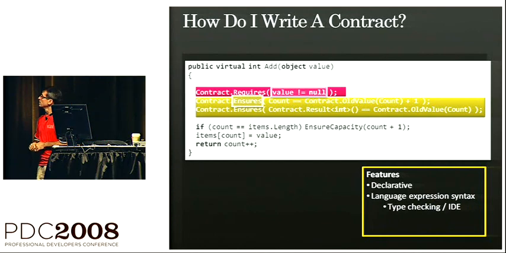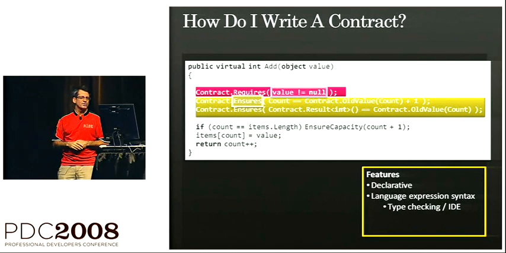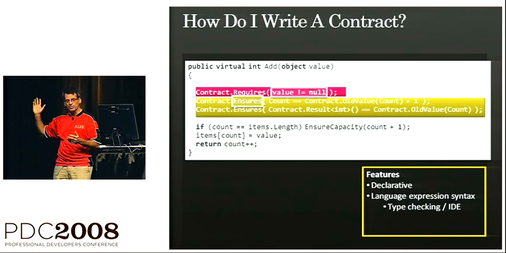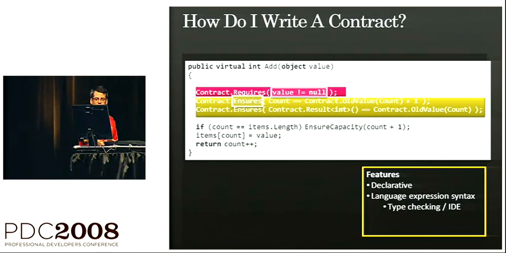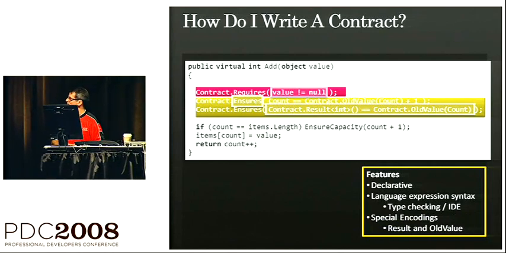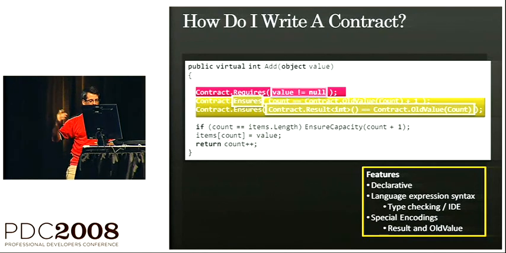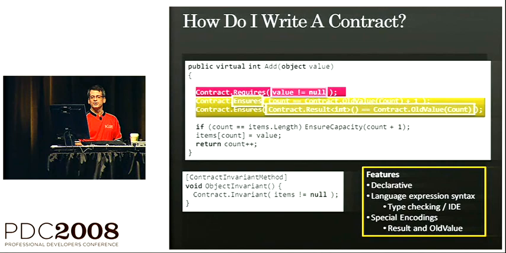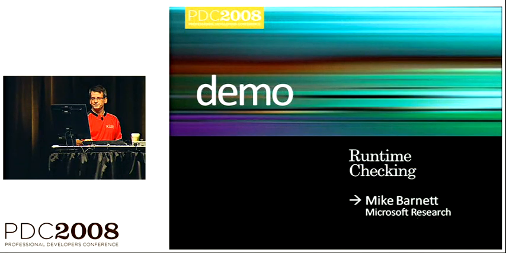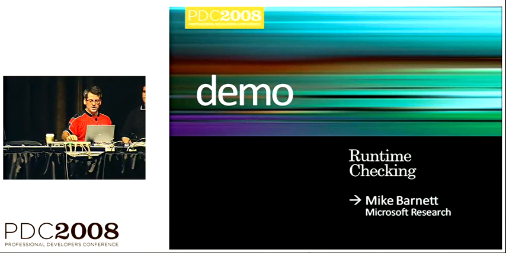As I said earlier, the arguments to the methods are just expressions in your language. In this case, it happens to be C#. It could be VB, F#, any of the .NET languages. You get all the benefits of your IDE there. And we have those special encodings for talking about the value that comes back and being able to talk about pre-state values at method entry. And you also saw that you can write object invariants. Let me go into this in a little more depth on the runtime checking.